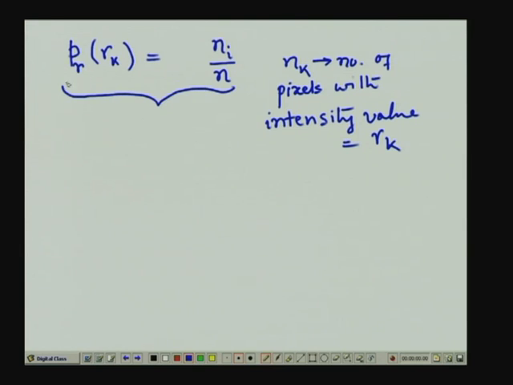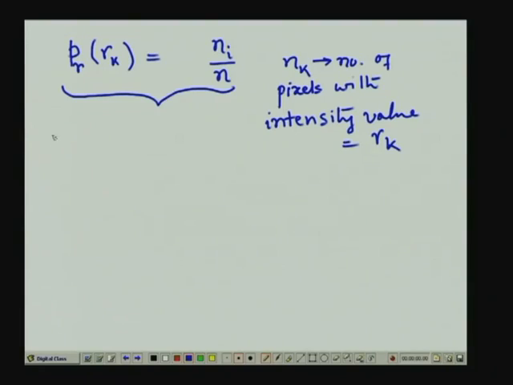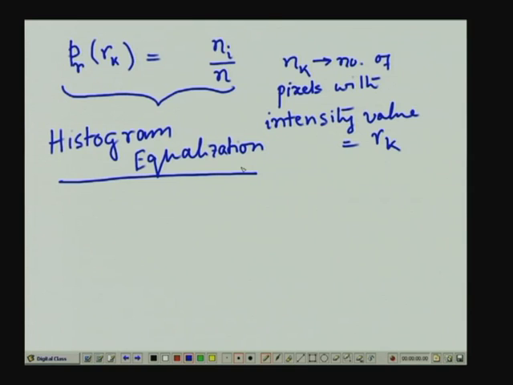And the plot of all these p_r(r_k) values for different values of r_k defines the histogram of this particular image. Now, when we talk about histogram equalization, the technique makes use of this histogram to find the transformation function between an intensity level in the original image and an intensity level in the processed image.